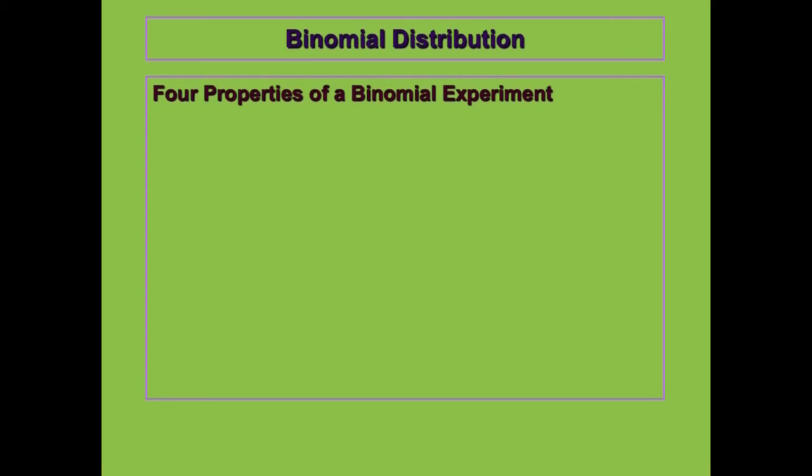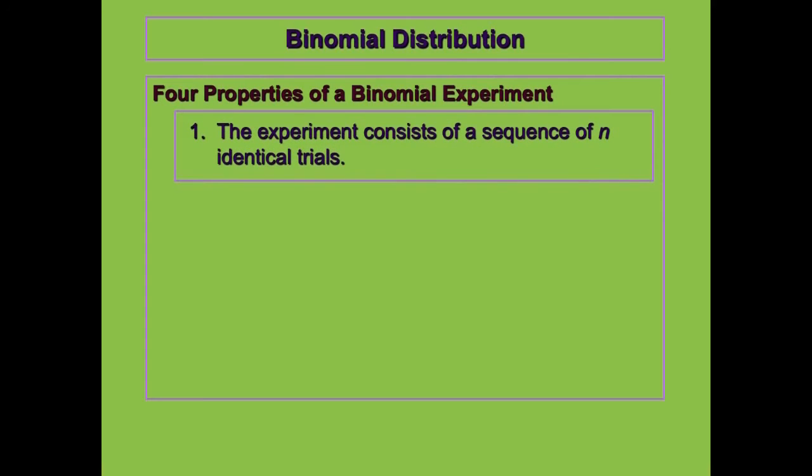There's four things or properties that identify what a binomial experiment is. The first is that the experiment is going to consist of a sequence of identical trials. And I've said n identical trials. N could be any number that you choose, or it could represent a group of numbers, as you'll see later in this video.